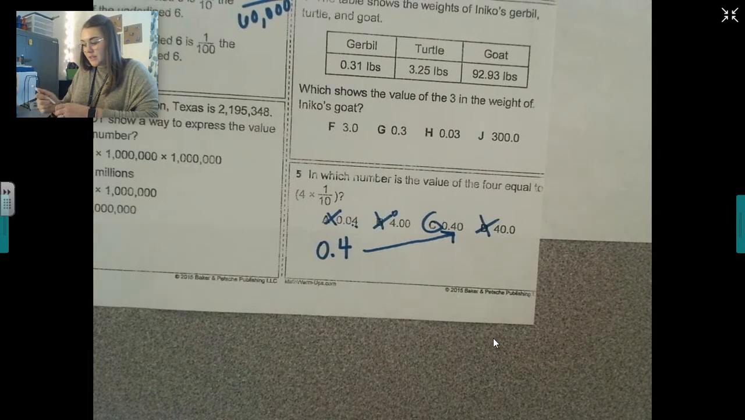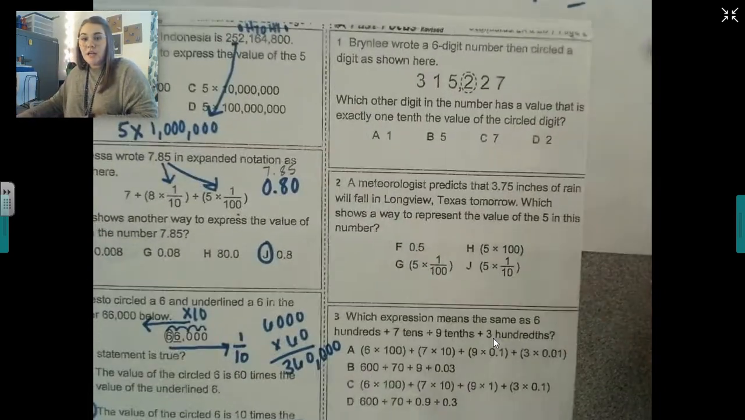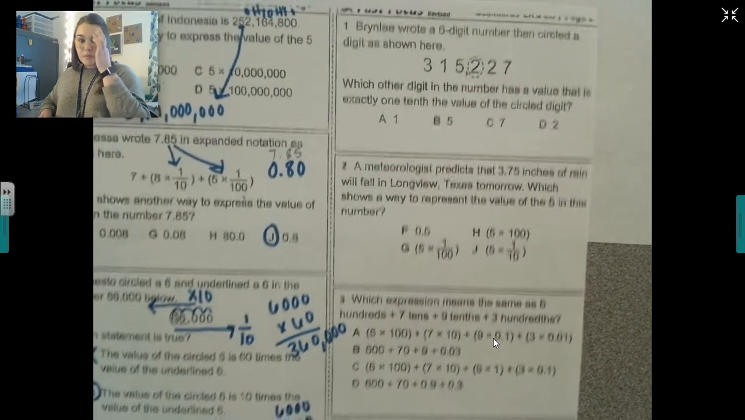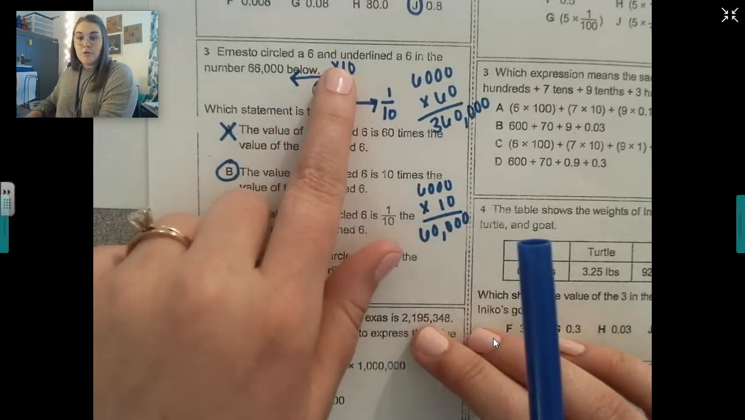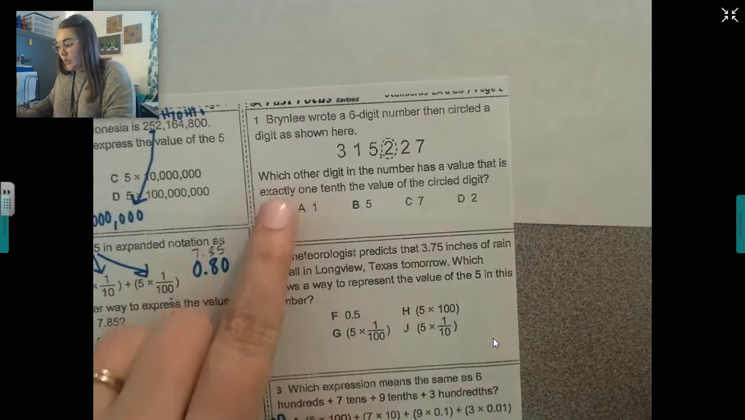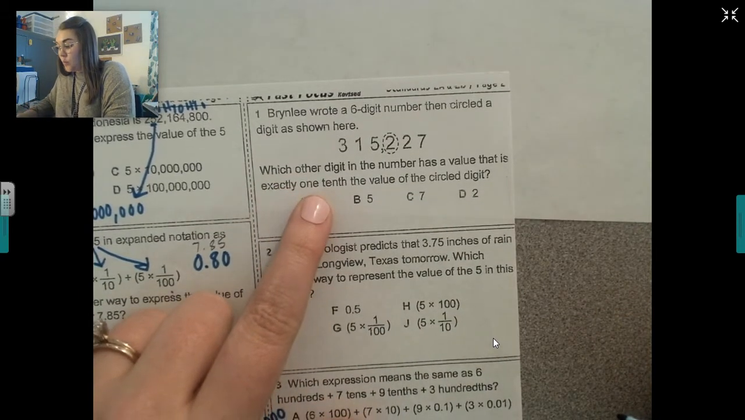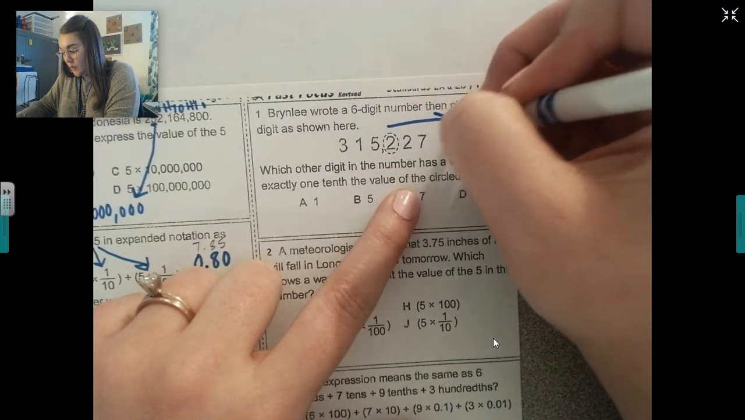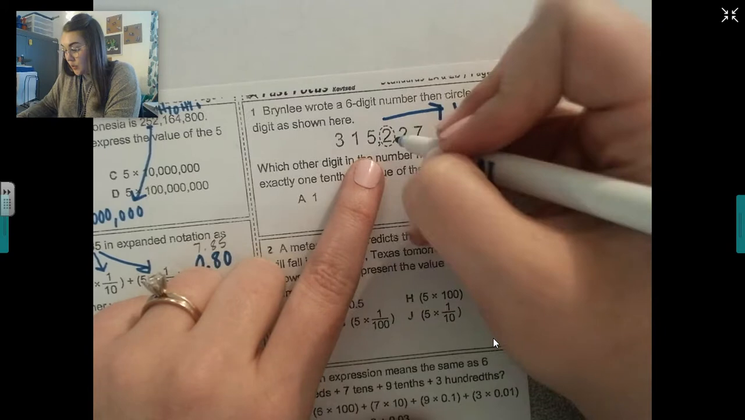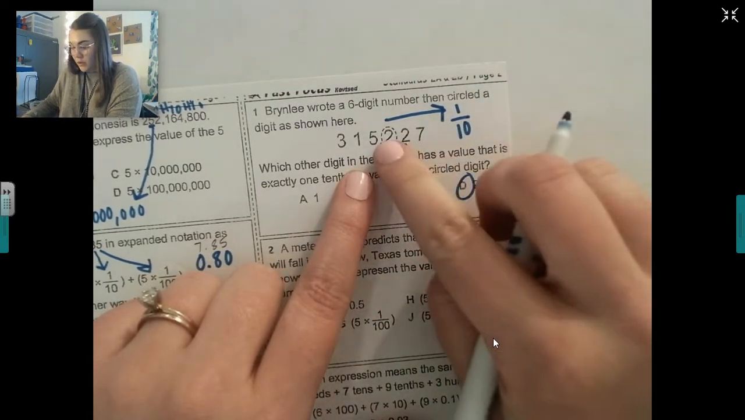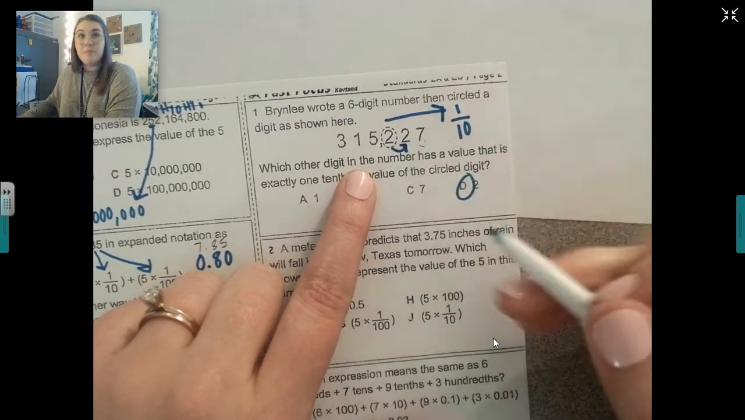All right, those are the ones that I saw most of you having the most trouble on. This one as well, but it's the same thing as this one. If you move to the left, it's times 10. If you move to the right, it's 1/10. So let's look at it. Which other digit has a value that is exactly 1/10 the value of the circled digit? Remember, if I'm moving to the right, I'm getting 1/10 smaller. So what is only 1/10 smaller? Well, it's a 2. Only 1/10. If I wanted another tenth, it would be 7.